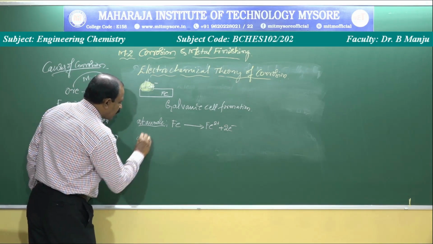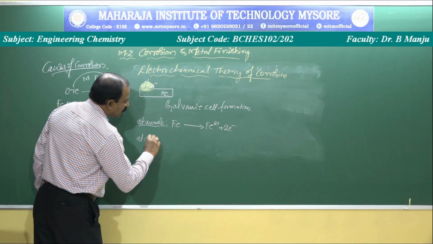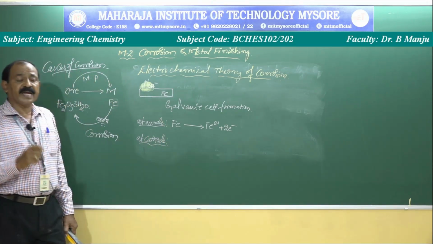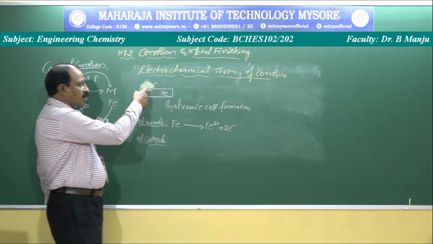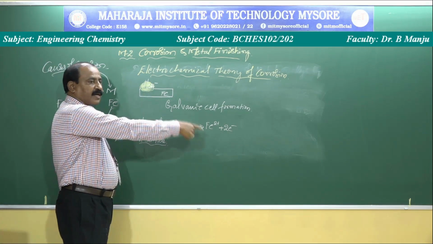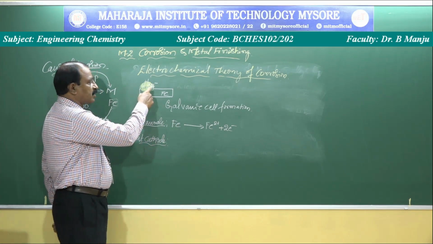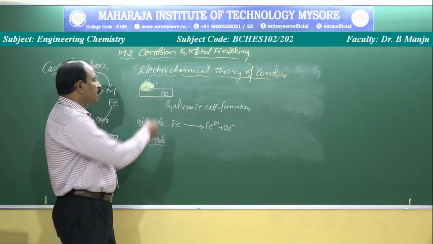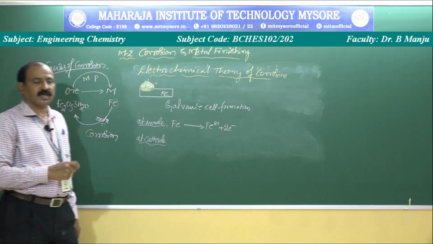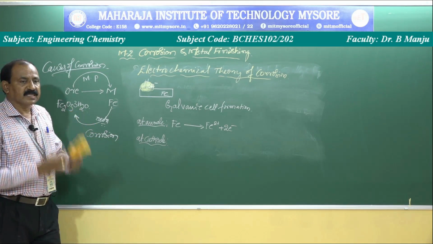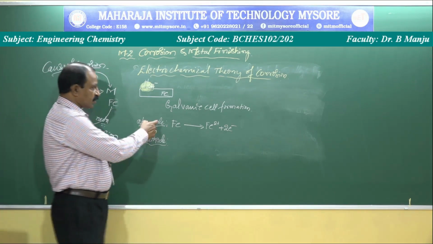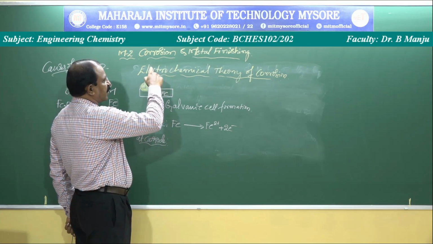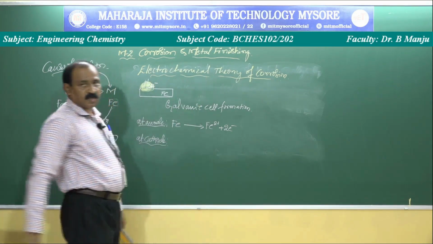Then you come to the cathode. At cathode, the reaction is different, depending on the medium. Suppose you take an acid droplet on the surface of metal, that reaction is different. Suppose you take a base, that reaction is different. Suppose you take a neutral solution, the reaction is different in presence of oxygen or absence of oxygen. By considering all possible conditions, the mechanism of corrosion is explained satisfactorily by the electrochemical theory of corrosion.